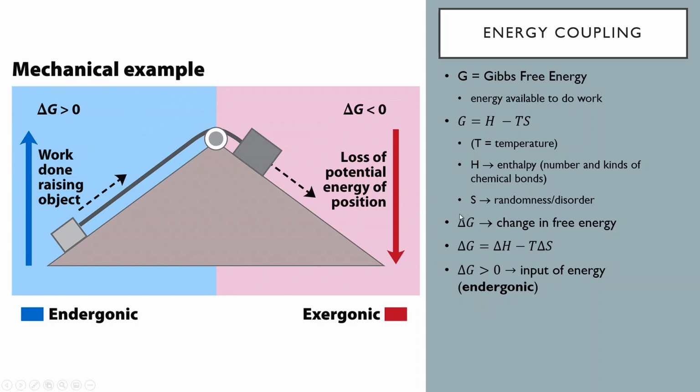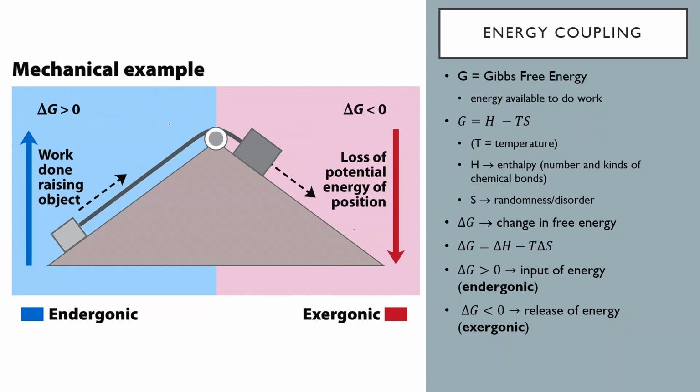Meanwhile, if you have a decrease in energy, meaning the delta G of the system is less than 0, it's negative, that means energy is released by the system. Then we call that an exergonic reaction. And so over here, another box sliding down the hill would be an exergonic system, because no energy is required to make that box go down. Gravity simply pulls it down to a level of lower potential energy.